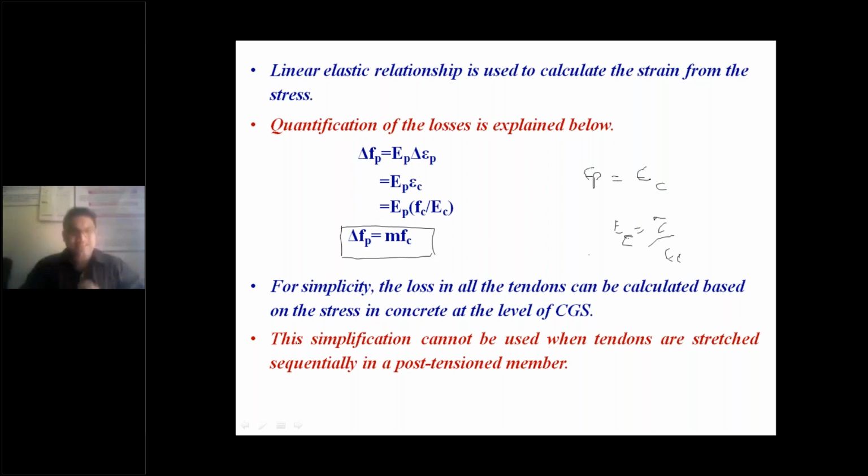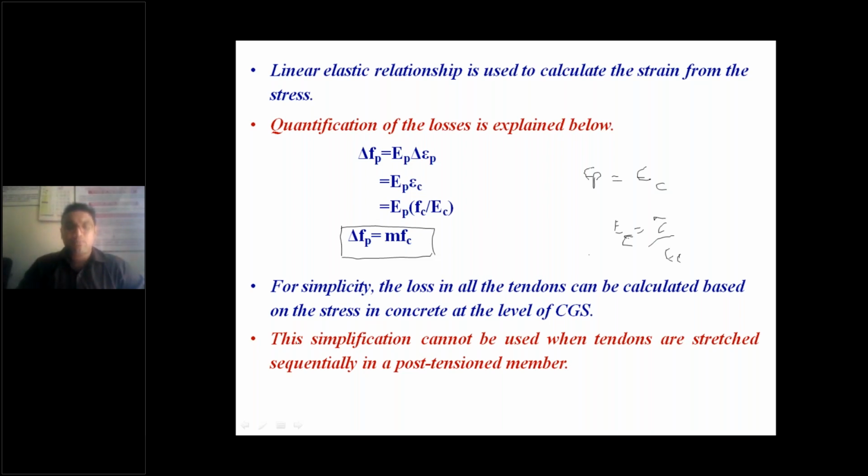Okay, so this simplification cannot be used when tendons are stretched sequentially in a post-tension member. That is very important. So here the CGS formula can be used for pre-tension members but not for post-tension members.